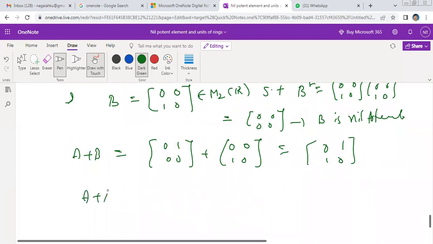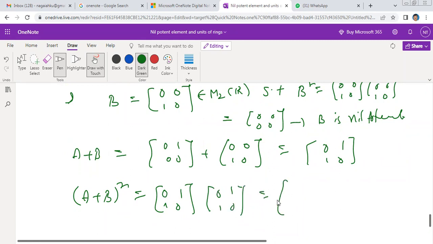Then what is (A plus B) whole square? Is it 0? Is (A plus B) whole cube 0? What is (A plus B) square? [[0,1],[1,0]] times [[0,1],[1,0]] equals the identity matrix I. Yes, it is I.